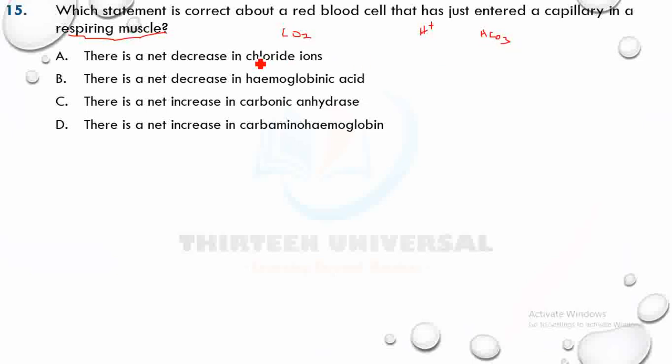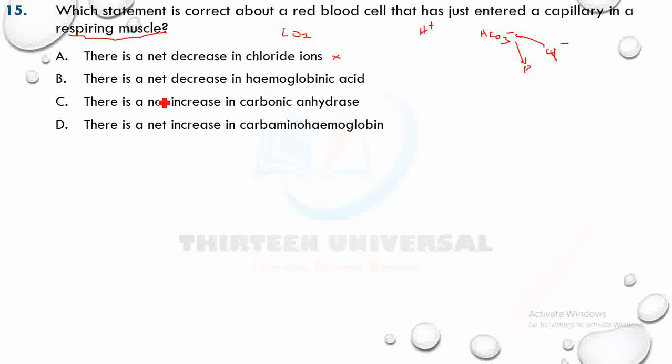Now A says there is a net decrease in chloride ions. No, more chloride ions will move in, because if you have more of this carbonate ion, it will move into the plasma. So more will move into plasma, and then more chloride will move into the red blood cell to replace the carbonate ion. So we're going to have more chloride ions, not less.